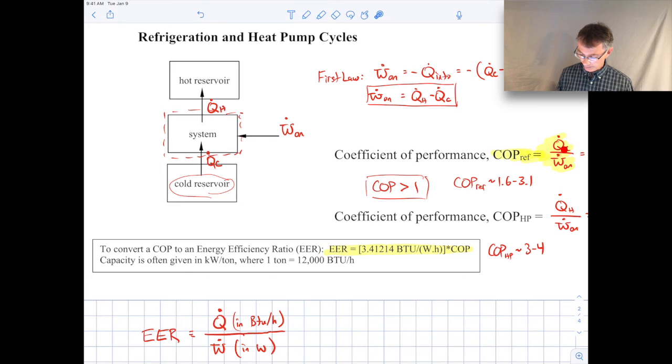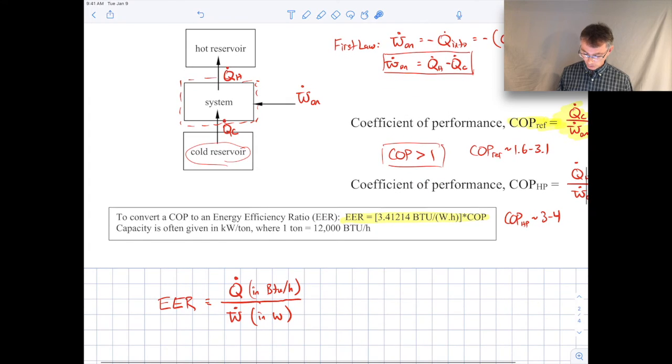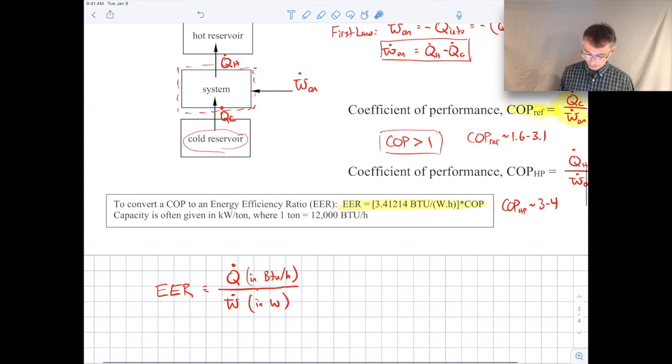It's a nice, well-defined, dimensionless quantity, so it works whether it's metric or English units. But for historical reasons, you'll often see air conditioning given in terms of capacity. Anyway, we won't work with EER or capacity in this class at all. We'll just stick with the COP because it makes a lot more sense. But I just want you to be aware that this is the unfortunate set of units that they use in the United States.